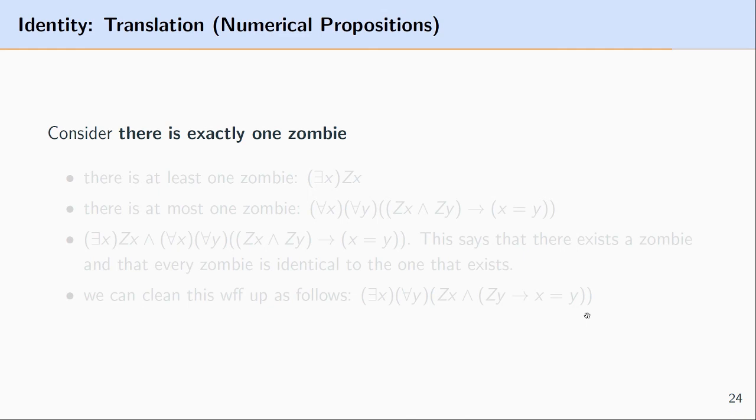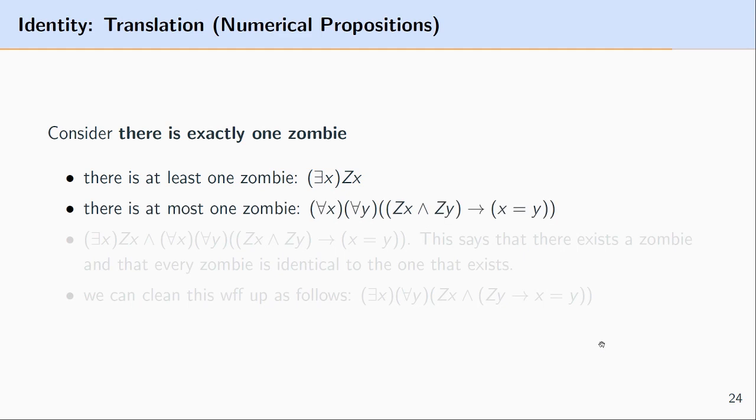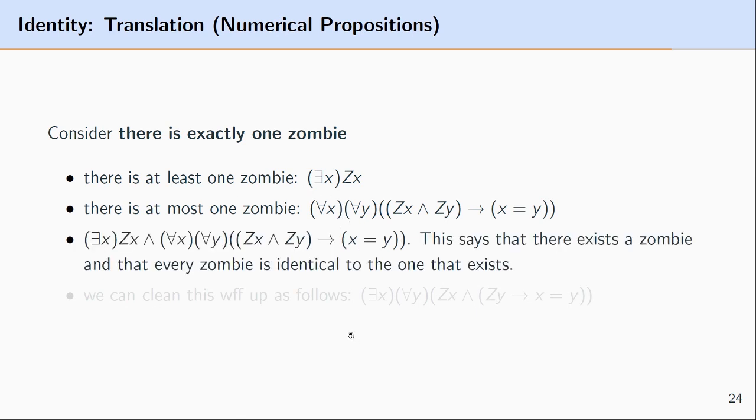The first example we'll look at is there is exactly one zombie. We might think, well, I can translate there's at least one zombie by writing ∃x Zx. And I can translate there's at most one zombie by writing for all x, for all y, if x is Z and y is Z, then x is identical to y. And we can take these two formulas and put them together as a conjunction. So this long formula here, the conjunction says there exists a zombie.